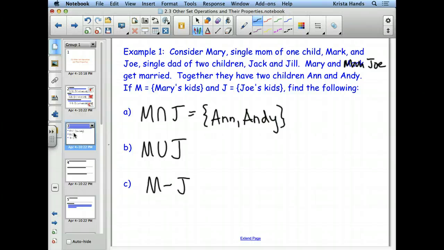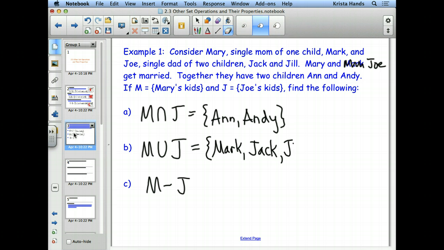What does this look like? Union, M union J. What does that look like? It's all the kids combined. It's the family picture point of view, right? It's who would get to be in the picture if we included everybody. So who would that be in this set? Mark, Jack, Jill, Anne, and Andy, right.